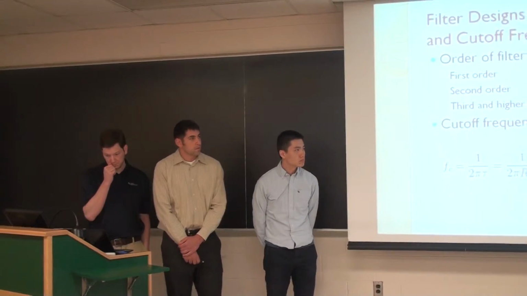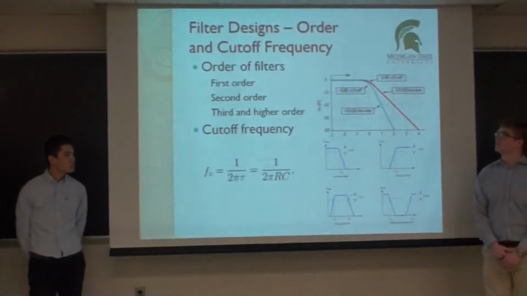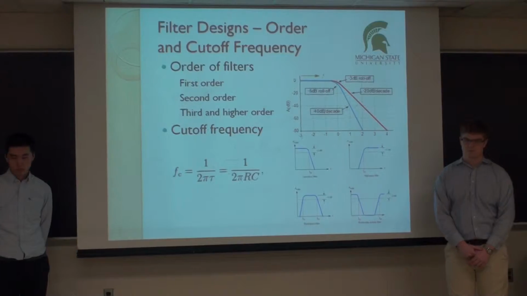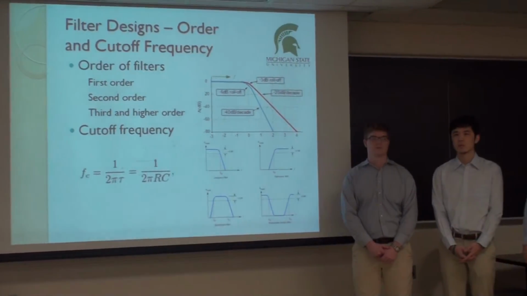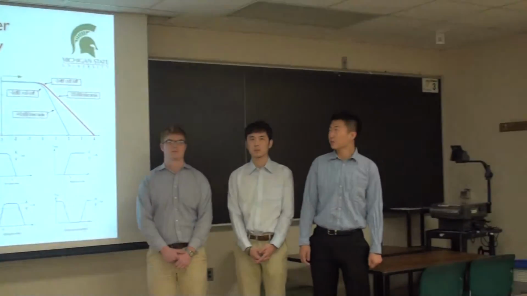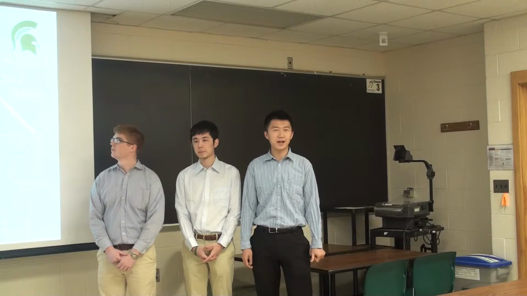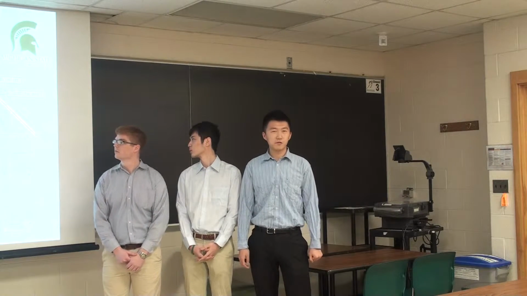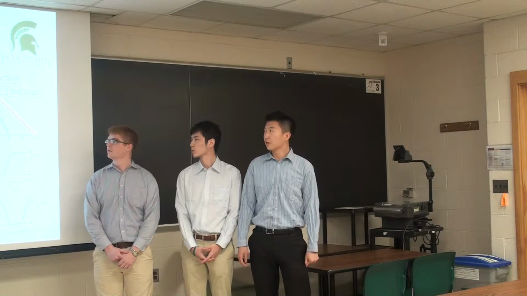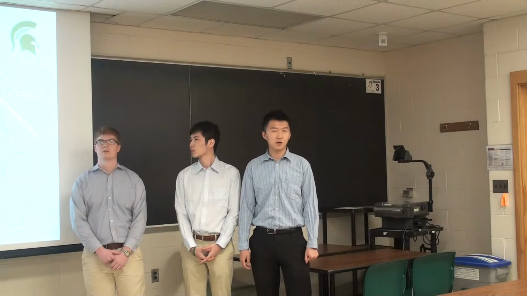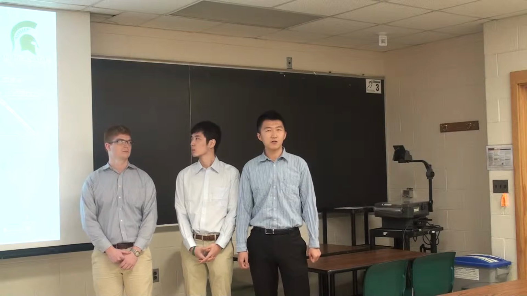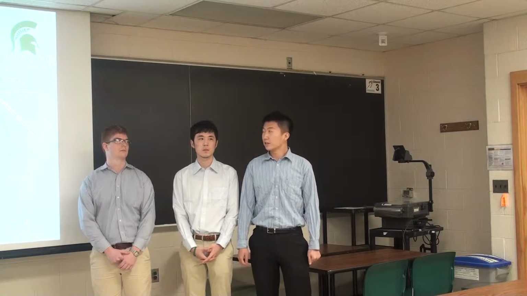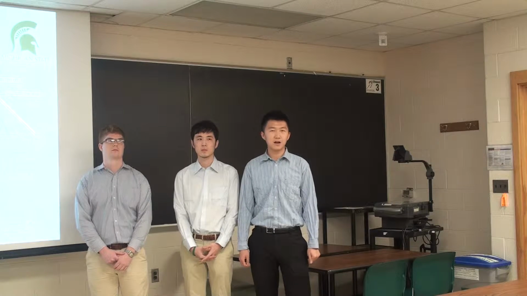In filter design, I would like to talk about order and the cutoff frequencies. The order of filters will significantly determine the steepness of the stop band attenuation. The first order filters have a 20 dB per decade slope, which is a 6 dB per octave roll-off. But for the second order filters, the stop band roll-off will be twice the first order at 40 dB per decade. And for the third and even higher order filters, the increases are defined similarly.